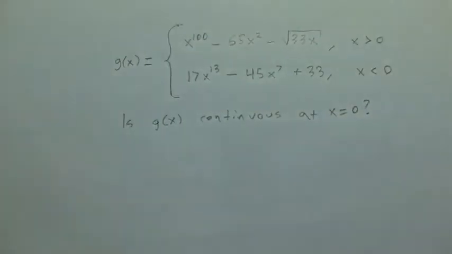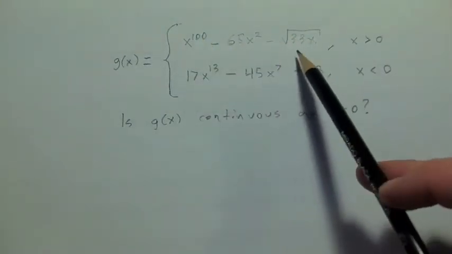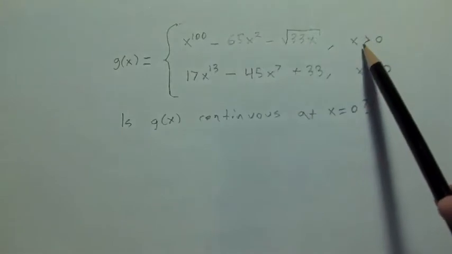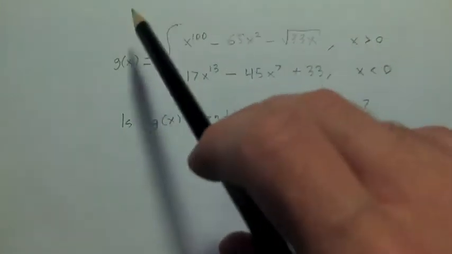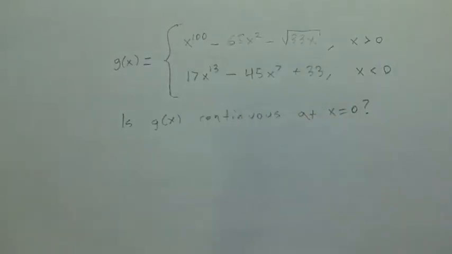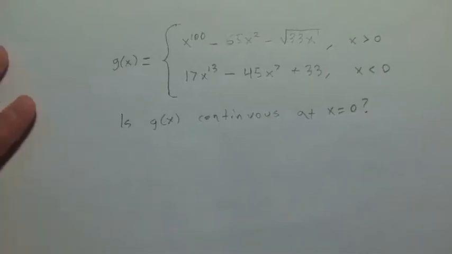And the reason I only have to worry about 0 is mainly because, well, this function, we have a square root, but everything else will be continuous everywhere, and since we're only looking at positive x's, this thing is fine. And then this piece is a polynomial, so that should be continuous everywhere. The only thing we have to worry about is those endpoints, or these breakpoints, I mean. Okay, so that's what we're going to check: is g of x continuous at 0?